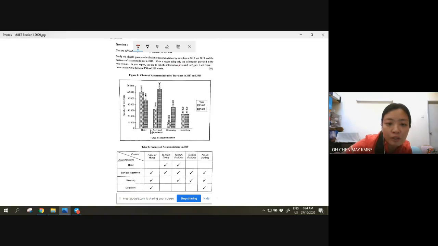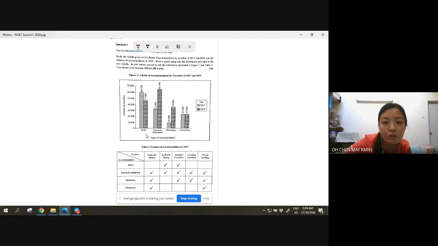Let's say, for example, over here, instead of hotel, it's 2017, service apartment is 2018, then 2019, 2020. If that's the case, you start by talking about 2017 first. What happened? Then 2018, 2019, 2020, if this is a time frame graph. But this is not a time frame graph. This is an item graph.